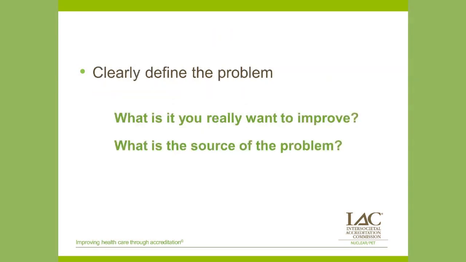So again, you want to clearly define what the problem is. What is it that you really want to improve? What is the source of the problem? So you notice that there's this excessive amount of bowel uptake. So you want to improve the quality of the images because it may be causing an artifact on the images. It could be overlying the inferior wall of the heart. It could make it look like there are defects. So you just want to clear that away.